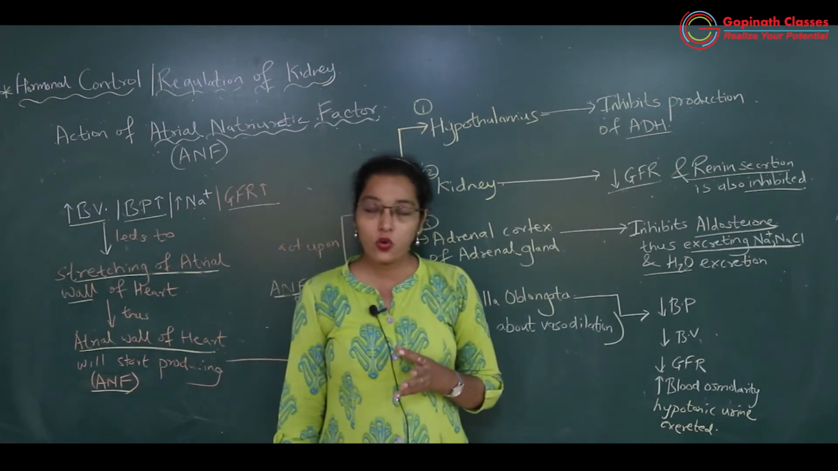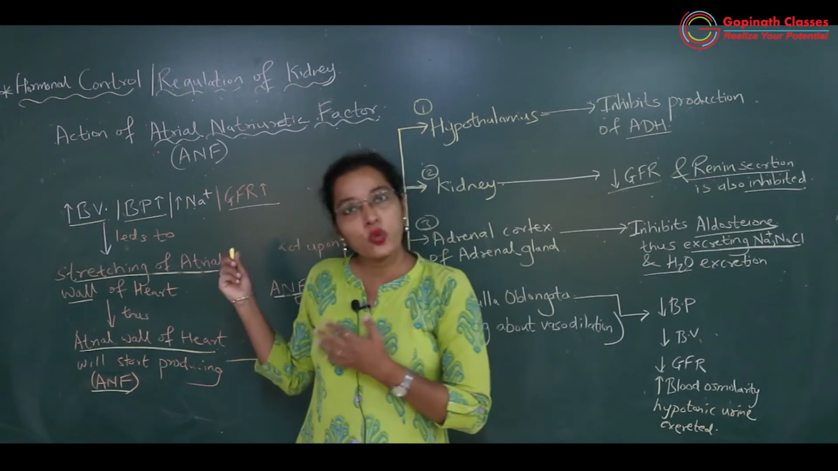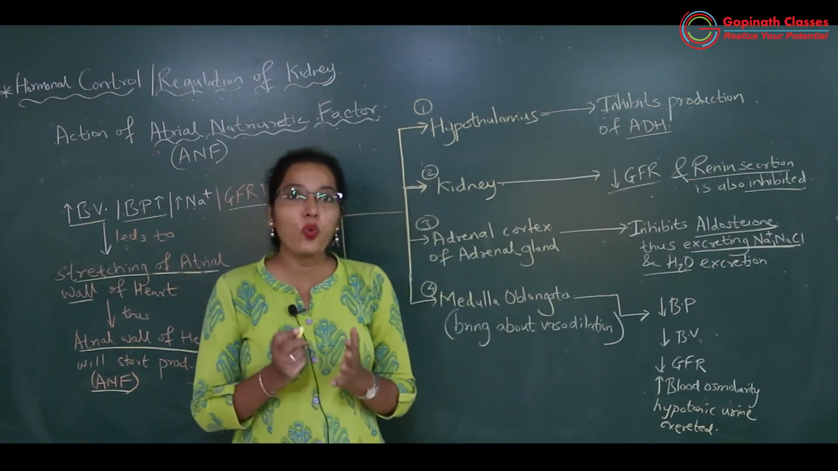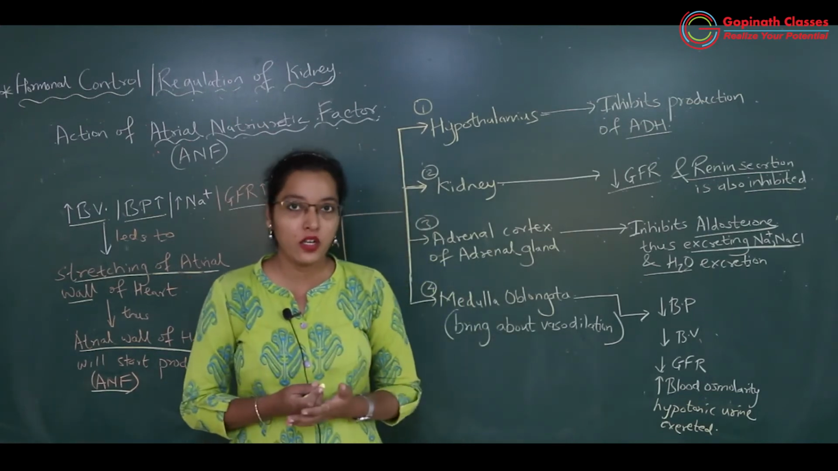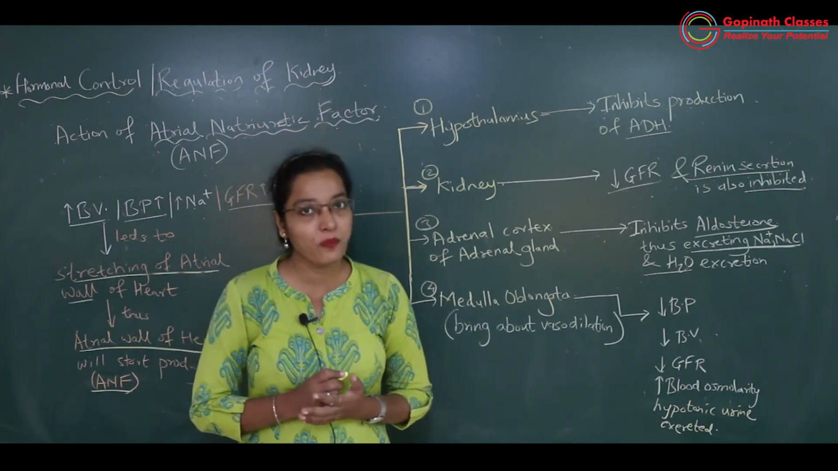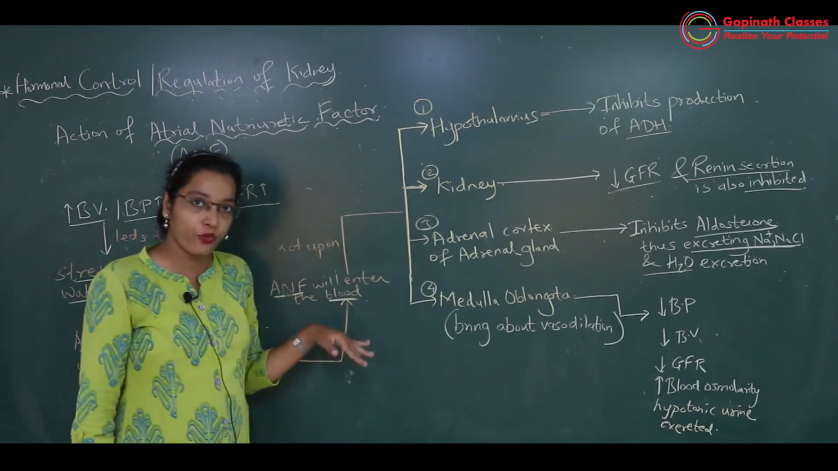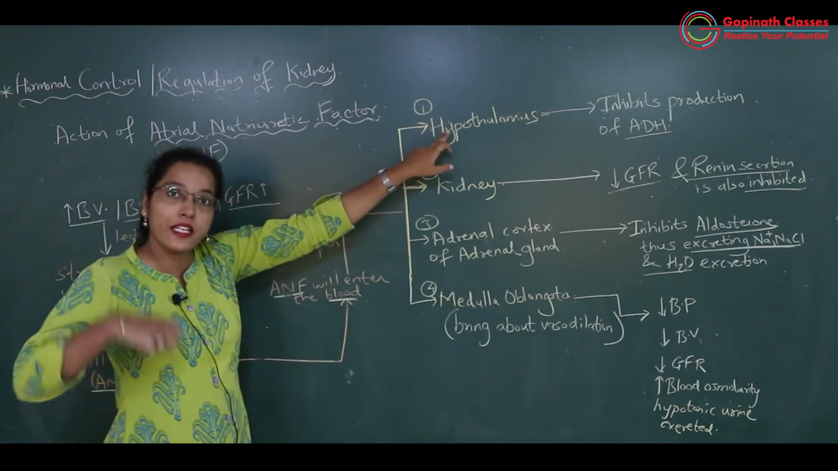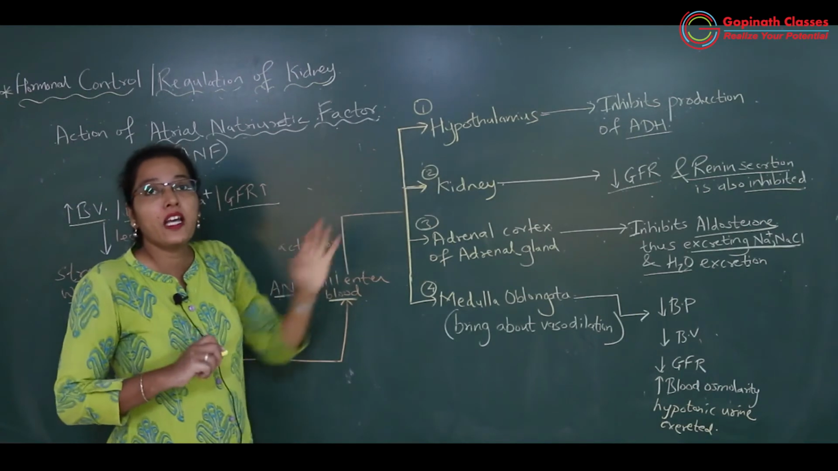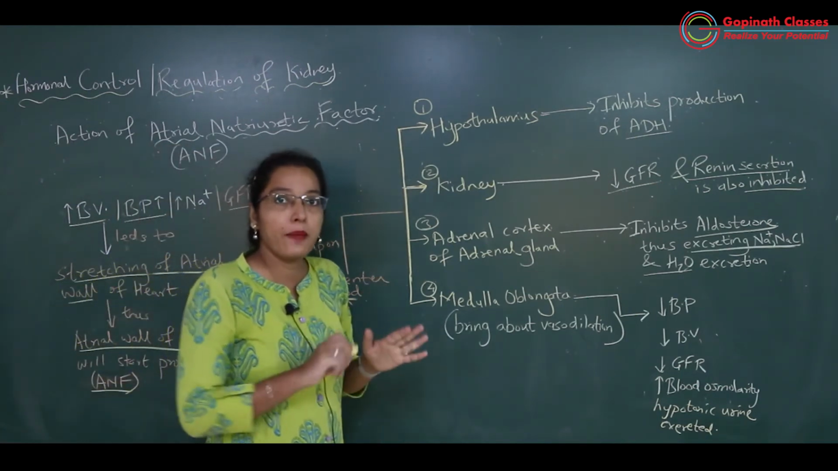of water. But here, what is happening? Water is already more, blood volume is more, so we don't want more water to enter the body fluids because blood volume is already more. So what will be the effect of ANF over the hypothalamus? Exactly opposite. There will be inhibition of the osmoreceptors of hypothalamus.